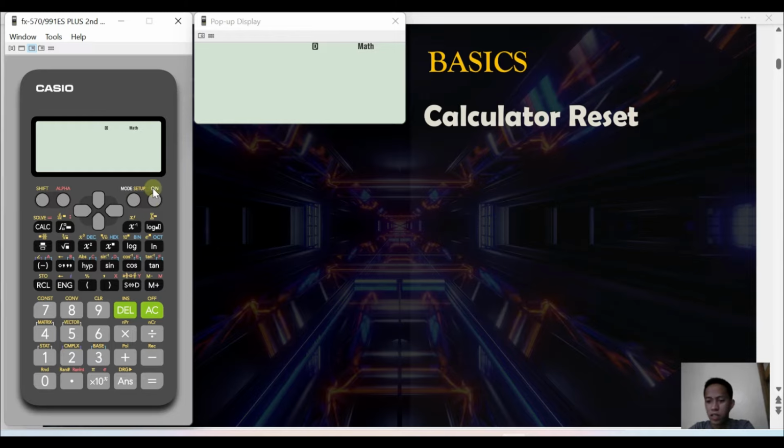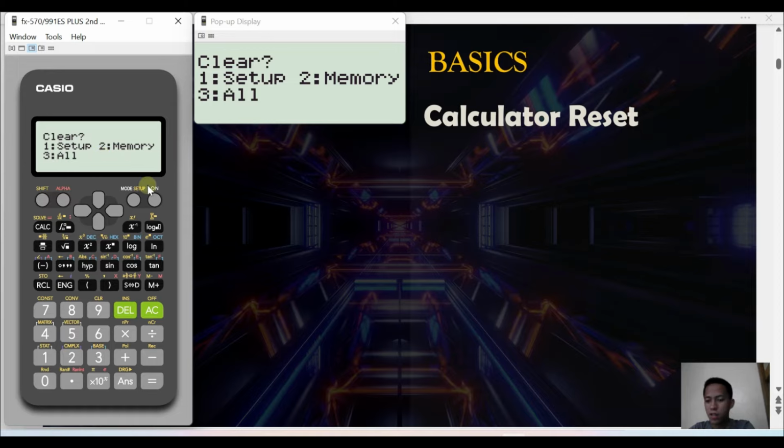So yung ating calculator, guys, is a one-way power lang siya, meaning battery lang yung nagpapagana sa kanya, wala siyang solar panel. So yung calculator setup, guys, is Shift 9, okay? Pwede nating i-clear yung setup, yung memory, okay? Or all. So ano yung ibig sabihin, guys, ng setup? So yung setup natin is for the mode. Okay? Kasi yung calculator natin, pwede nating pagpalit-palitin yung mode setup niya. So, ibig sabihin, pwede siyang maging computation, pwede siyang pang-statistics.